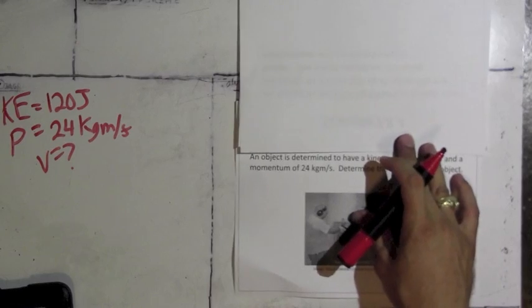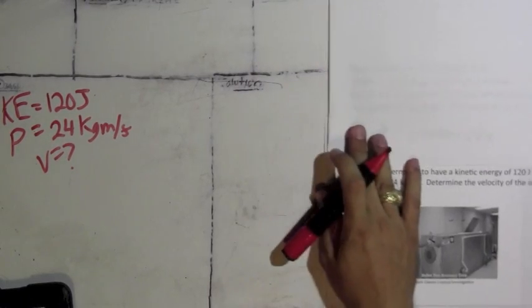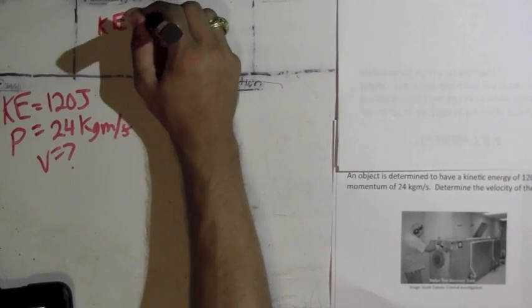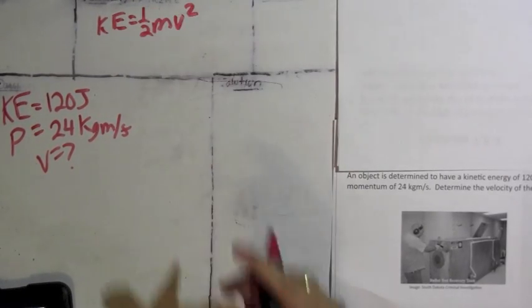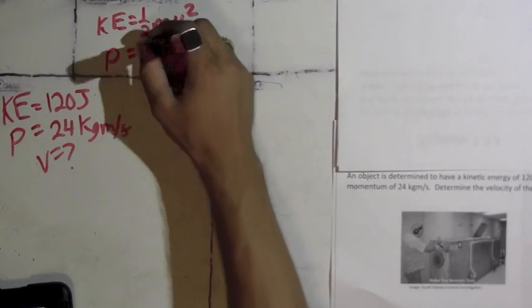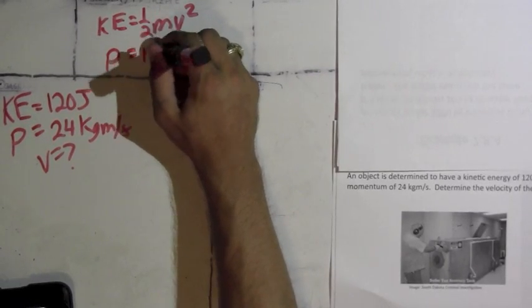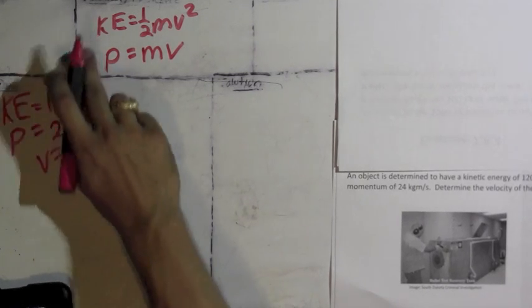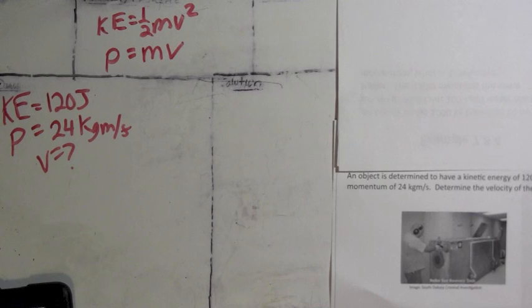So, let's take a look at what we got here. If we look at kinetic energy, the formula for kinetic energy is 1/2 the mass times the velocity squared. Momentum is equal to the mass times the velocity. So you have to figure out how to plug these in so that you can cancel certain terms out. What I want to do is start off with the idea that this kinetic energy term is equal to 1/2 the mass times velocity squared.